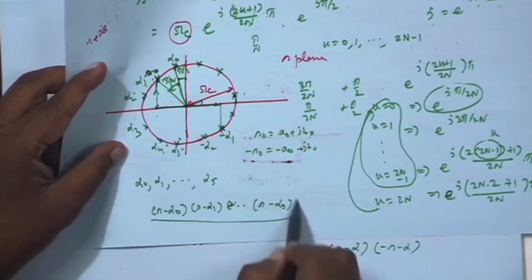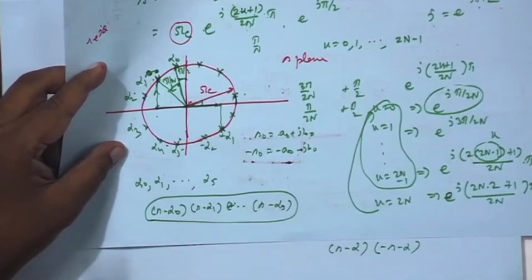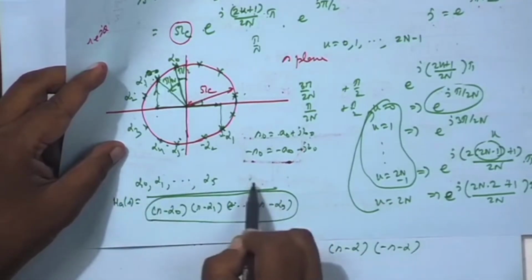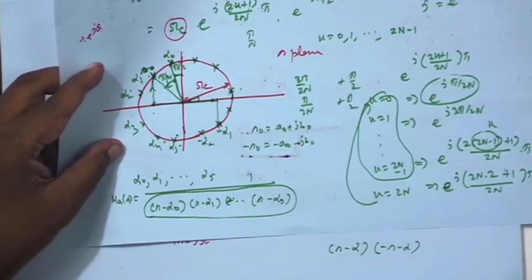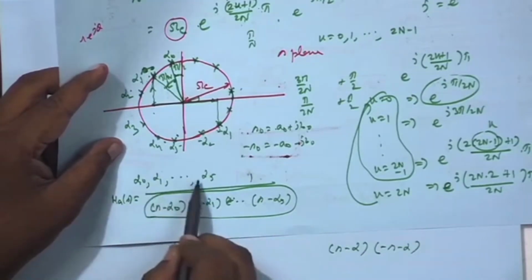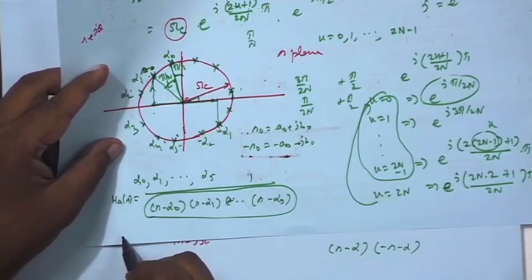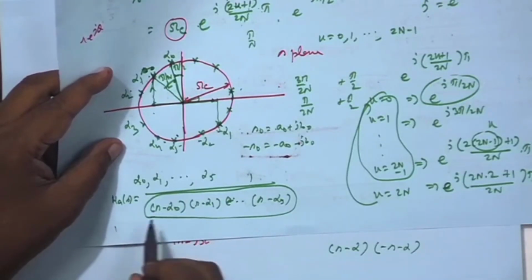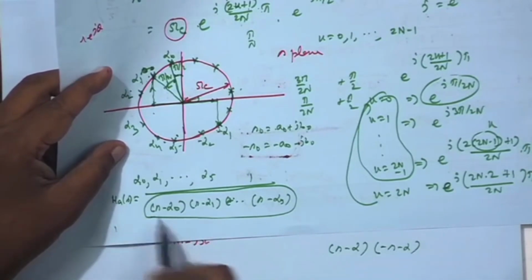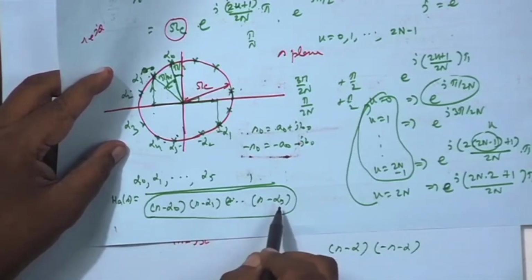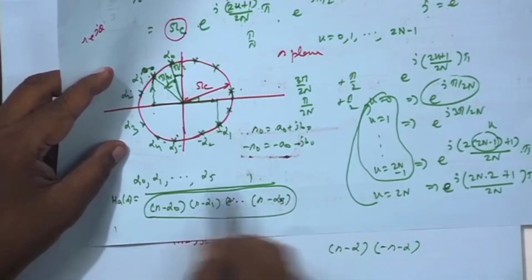These poles I give to HA(S), that is, HA(S) is 1 by this. That is, I assign these poles on the left hand side of the S plane to HA(S), and then obviously HA(-S) will be what? It will be 1 by minus S minus alpha 0, minus S minus alpha 1, minus S minus alpha 5, and so on and so forth.